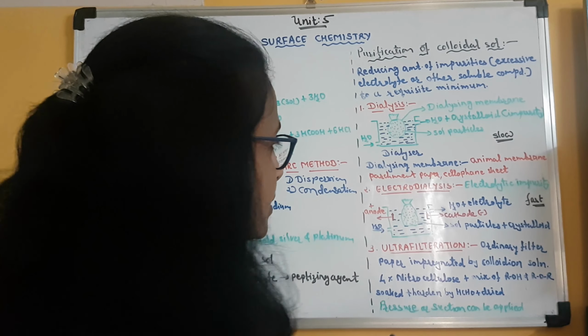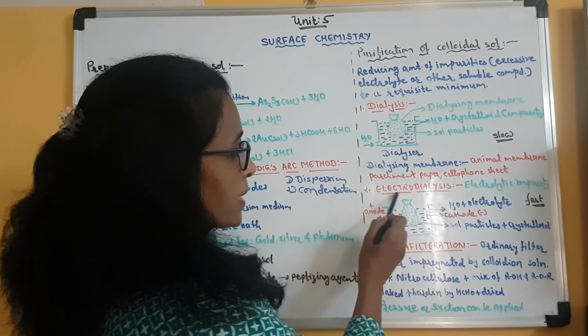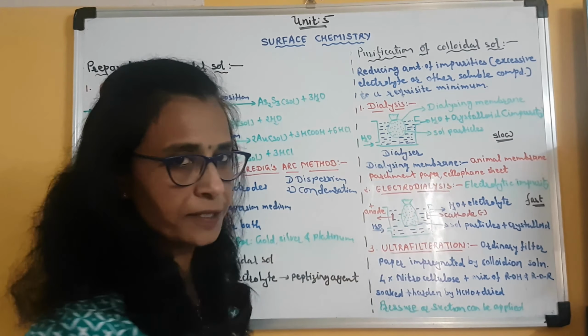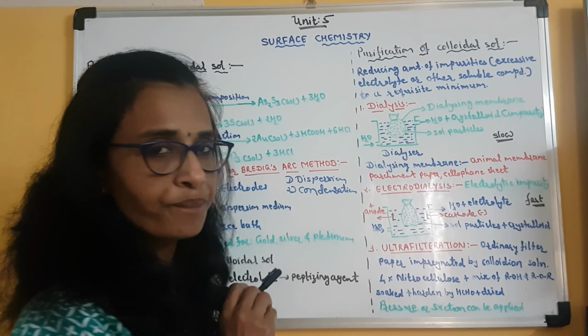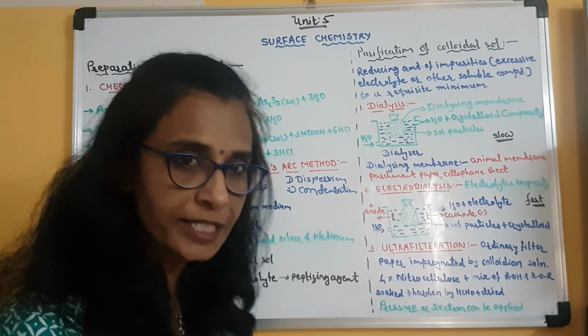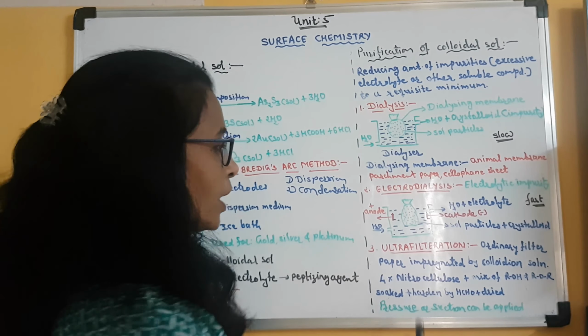So in order to fasten it, we go for the second method, that is electrodialysis. The diagram remains the same. Only additional thing is that electrodes are there. This technique is more preferred when the impurity is only electrolyte, no other impurity. Only excessive electrolyte is present as an impurity. That electrolyte has positive and negative ions present in it. So in this bag, the colloidal sol containing excessive electrolyte is filled up and that bag is immersed in the water bath.